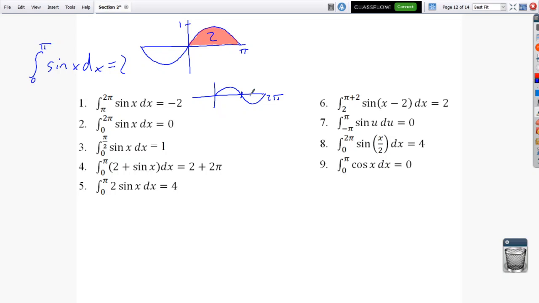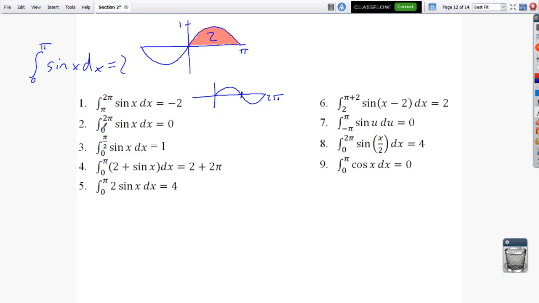The area is 2, but since it's below the x-axis, this value, the integral from pi to 2 pi of sine of x dx, is actually negative 2. Try to use these kinds of concepts to answer the rest of these questions. Pause the video and come back in after you try to do these problems. So I'll stop, and I'm picking up from here.